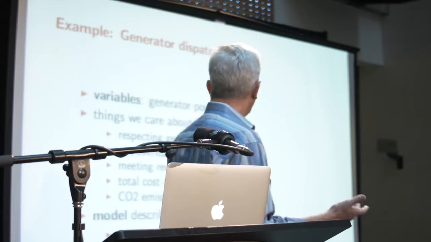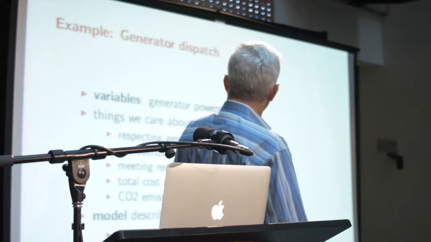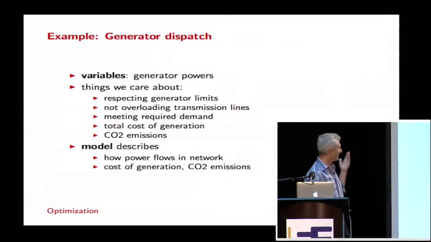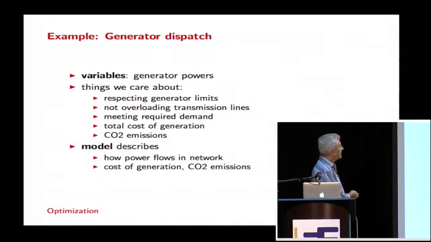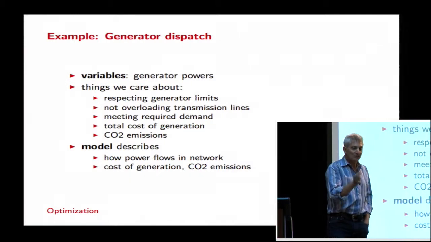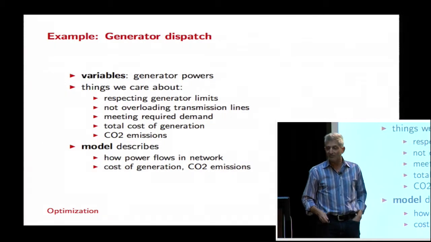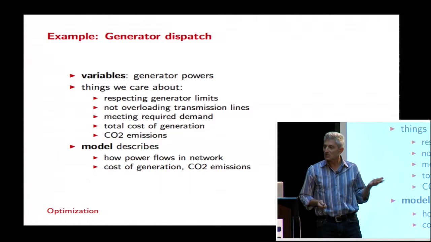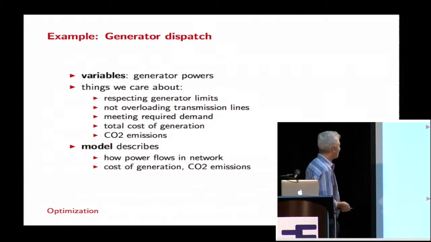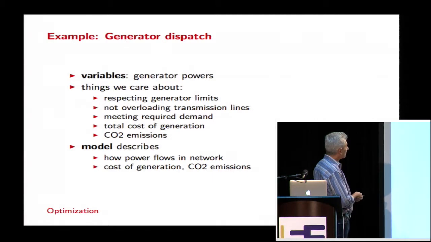Well, let's see how this would work. For generator dispatch, the variables would be the generator powers. Like, should you be generating 20 megawatts and you 15 and you 0 because you're too expensive, for example? You have to respect, here are things you care about. If the limit of that generator is 20 megawatts, and I say, please generate 25, it's ridiculous. It can't happen. So then you'd have to say you're very unhappy with that, right? Because it's just impossible. So you have to respect generator limits.